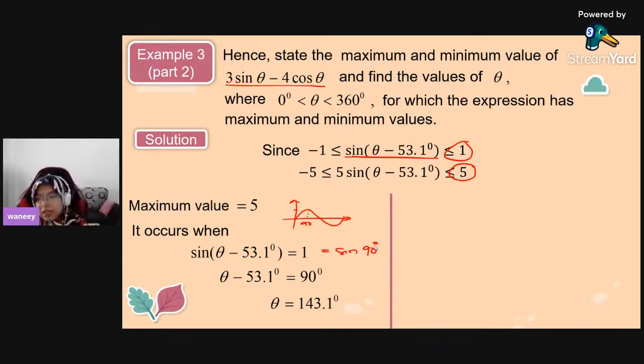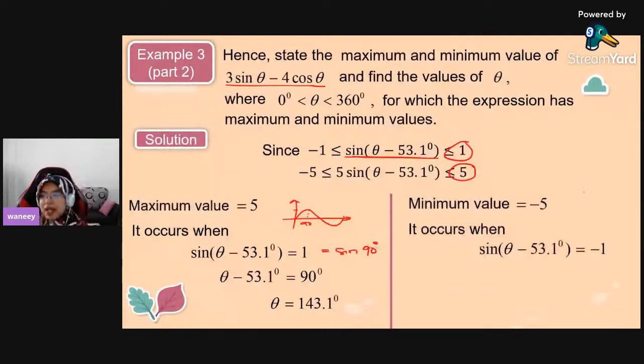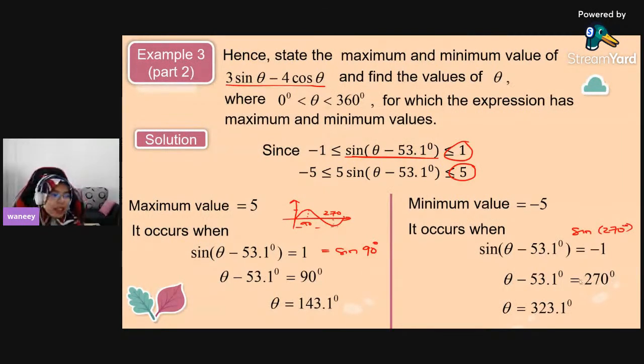Okay, so the minimum is negative 5. It occurs when sine (theta minus 53.1) equals negative 1. If you refer to the graph for the sine, in order to get negative 1, the value for theta will be 270. So this is sine of 270. When you compare them, theta minus 53.1 is equal to 270. So that means theta is equal to 323.1 degrees.